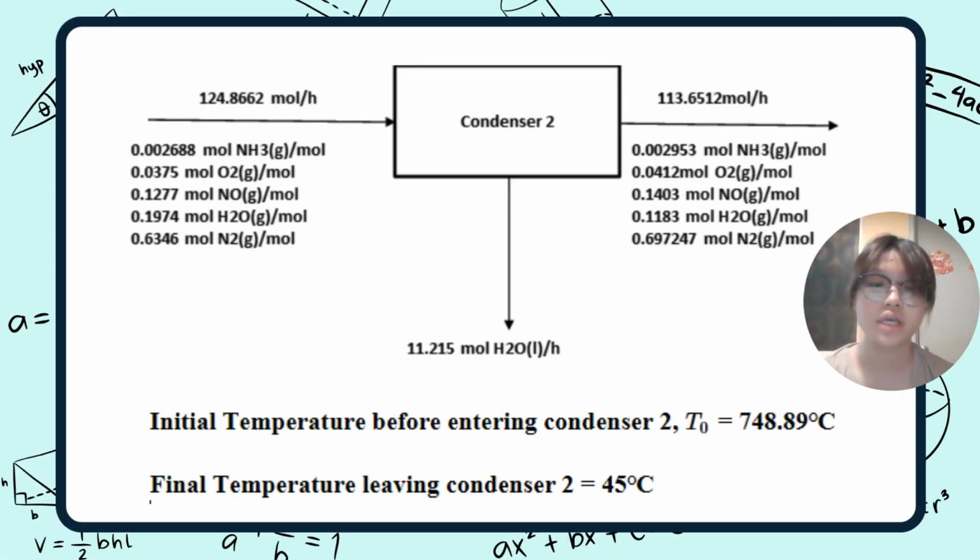As you can see here, this is our block flow diagram for condenser 2. All of the molar flow rates are stated one by one here. The initial temperature before entering condenser 2 is 748.89 degrees Celsius, and the final temperature leaving condenser 2 will be 45 degrees Celsius.